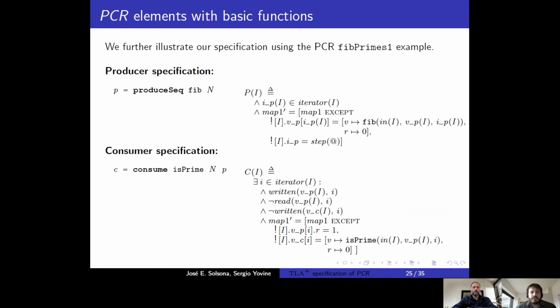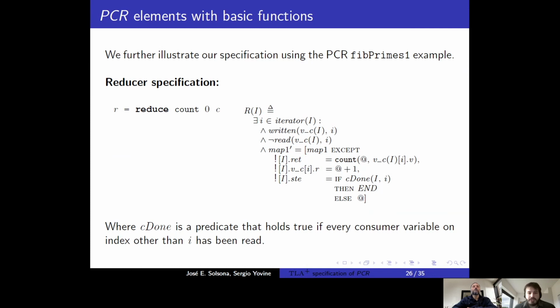For the consumer specification, we have a C action. It nondeterministically chooses an A of the iterator for which BP has been written and has not been read, and for which the corresponding BC has not been written. And it updates the context mapping, marking BP as read and updating the BC value with the value computed by the basic function is prime.